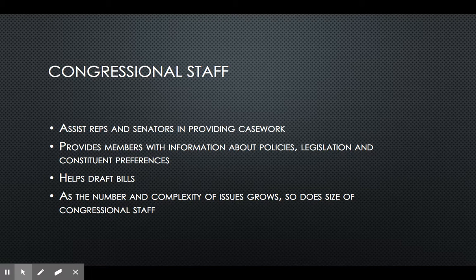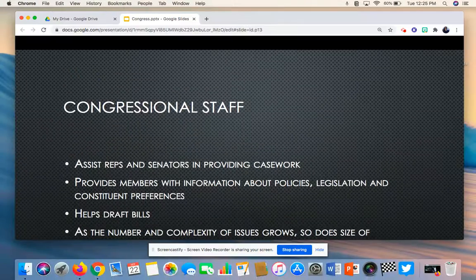And last, we have congressional staff, and they have a few different roles. They are going to assist representatives and senators in providing casework. Okay, so all of that information that representatives and senators might not get to look at. They provide members with information about policies, legislation, and constituent preferences. They are going to help draft bills. And as the number and complexity of issues grows, so does the size of congressional staff. Each member of Congress is going to have their own staff. And that's where we're going to stop with this lesson.